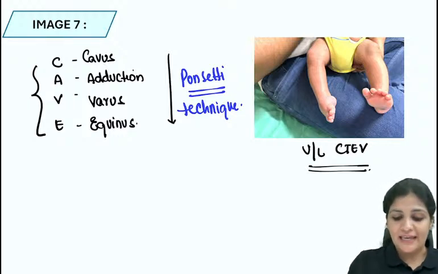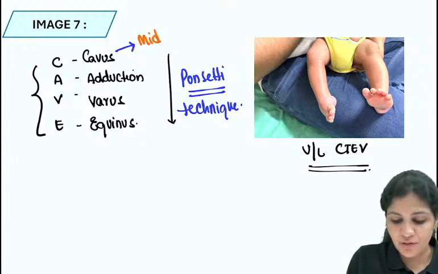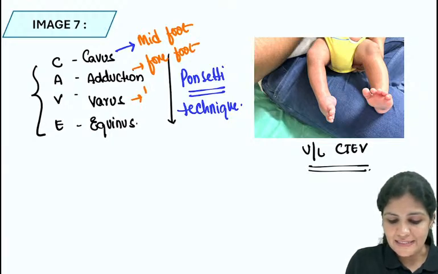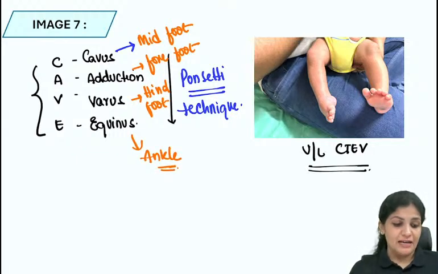So where do you see this cavus? This is very, very important. Cavus is seen in the midfoot. Adduction is seen in the forefoot. Varus is seen in the hindfoot. Equinus is seen in the ankle. Right? So that is how you remember.